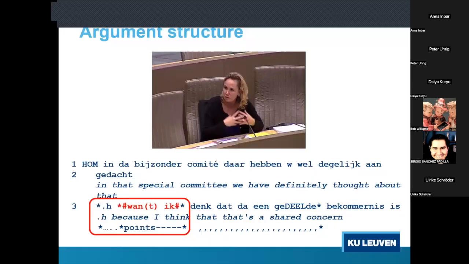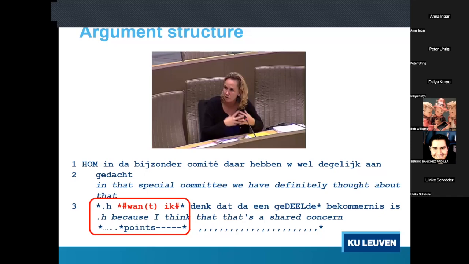Yes, image freezes. At a certain point, she says, I think it's a shared concern. A shared concern. If you just stick to the protocols, you miss this completely. You just read, it's a shared concern, but you do not know if it's a shared concern by you or by other people, that she's involved. You might guess she is, but you do not know. If you look at the gestures, you know that she's involved. She's talking to a colleague and she has the back and forth, the pointing gesture between them.